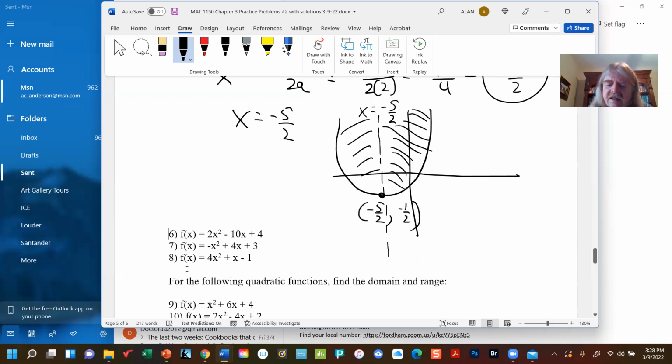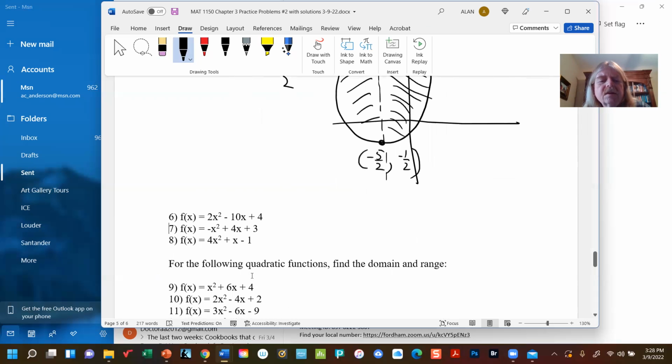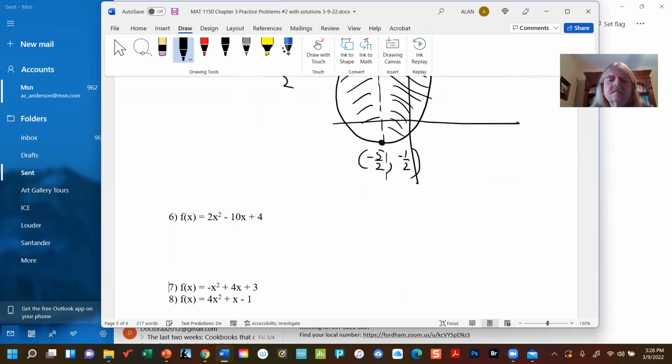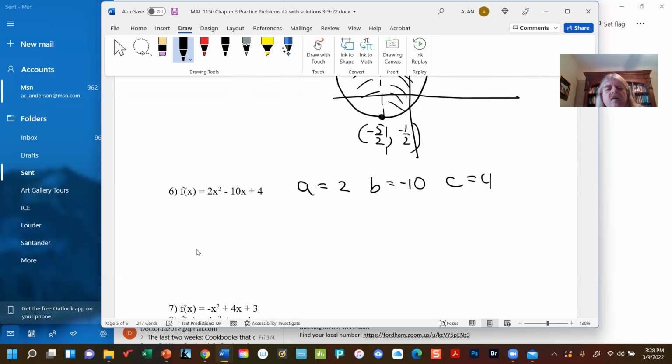All right, so like I said, it really is just a simple extension of what we were doing in the first part. All right, what's going on here? A is 2, B is -10, C is 4, and of course, what are we looking for? H is -B/2A.